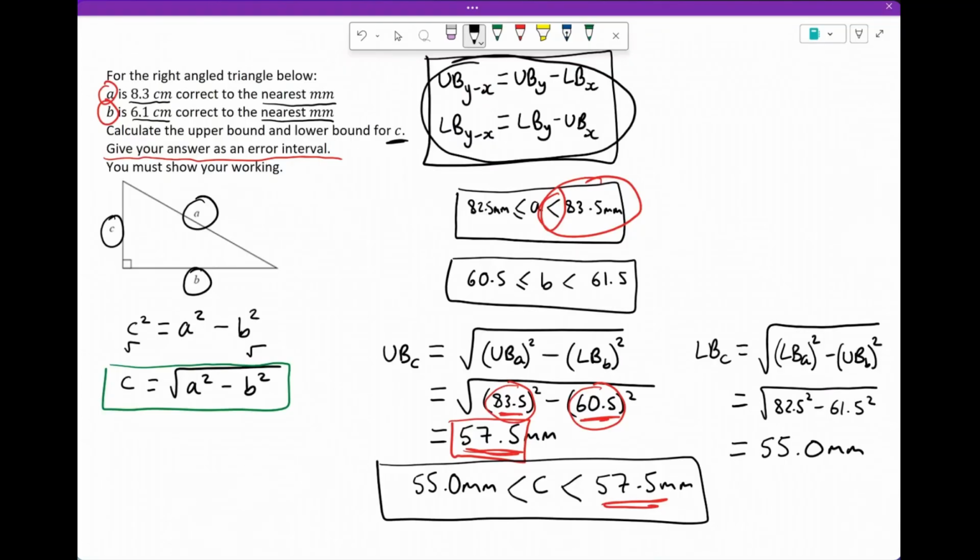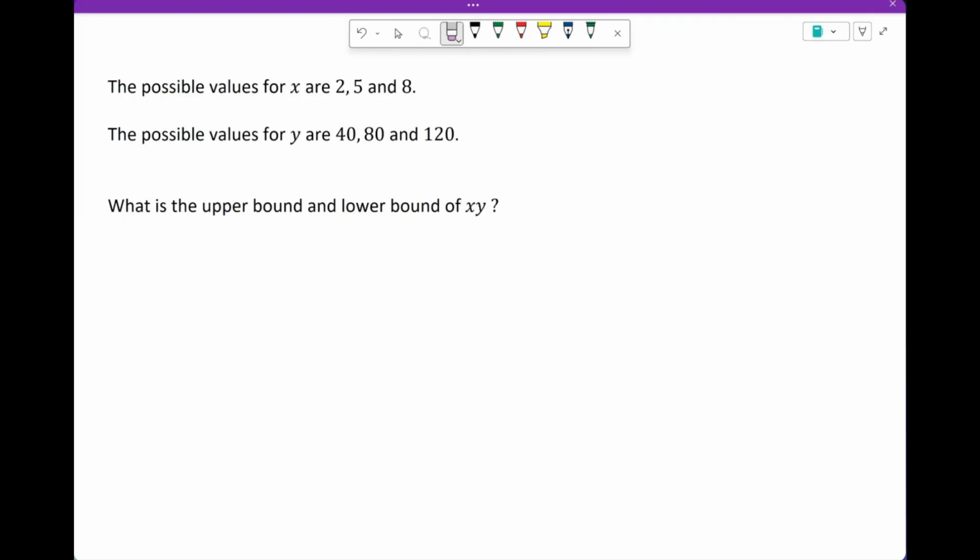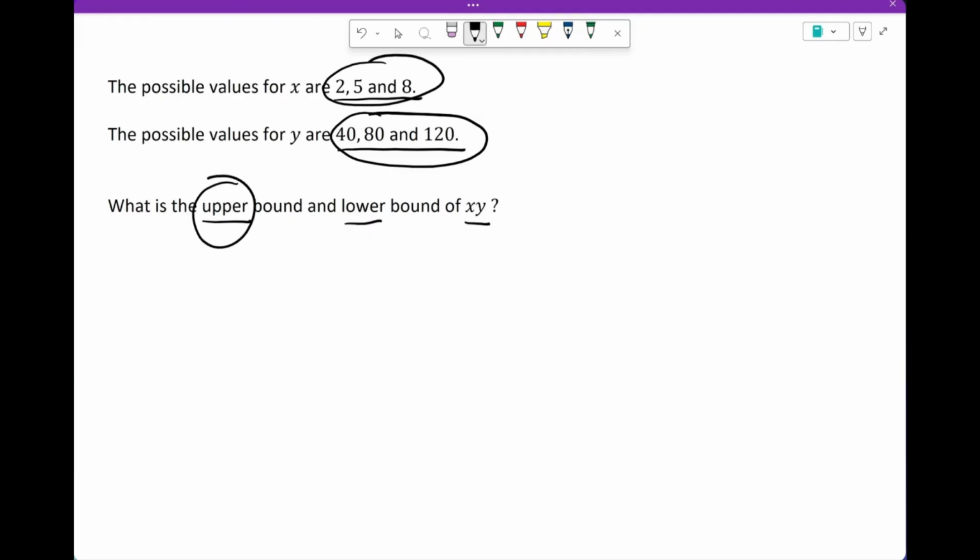Now let's have a look at multiplication. So we're now going to consider bounds for multiplication calculations. So it says the possible values for x are 2, 5, and 8. The possible values for y are 40, 80, and 120. And we need to figure out the upper bound and the lower bound of xy, which means x multiplied by y. So if you pick one value for x out of the 2, 5, and 8, and one value for y out of the 40, 80, and 120, when we multiply them together, we want the highest value, which is going to be our upper bound, and the lowest value, which is going to be our lower bound.